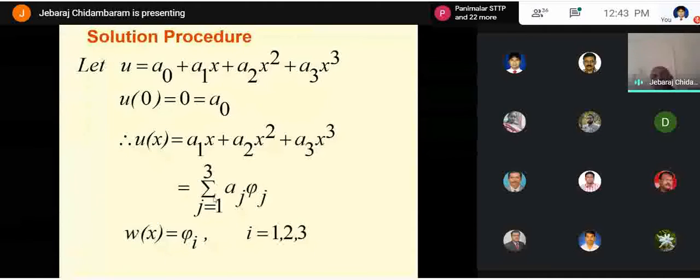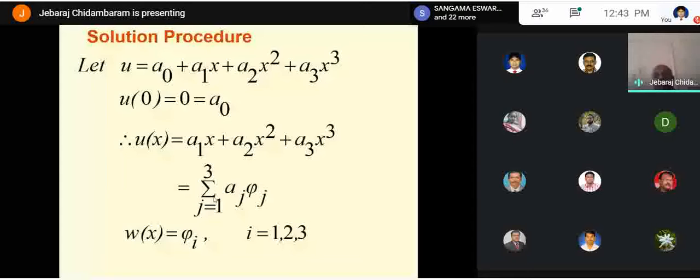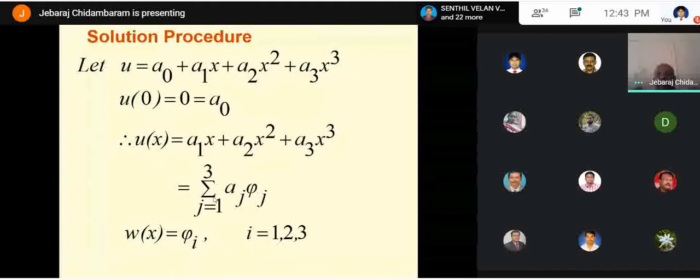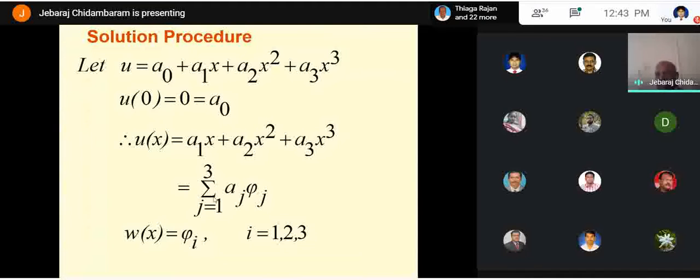So my approximate solution I assumed was a cubic solution. So I accepted the boundary condition x equal to 0, u is equal to 0. So a0 is equal to 0. So the u bar has become a1x plus a2x square plus a3x cube. I wrote it's a summation of aj into phi j, a1 phi 1 plus a2 phi 2 plus a3 phi 3. And my weighting functions are phi 1, phi 2, phi 3. Phi 1 is x, phi 2 is x square, phi 3 is x cube.